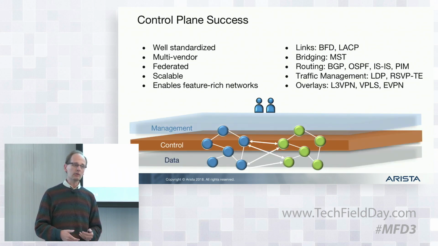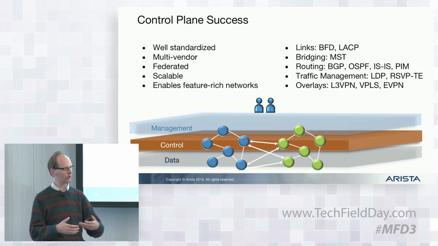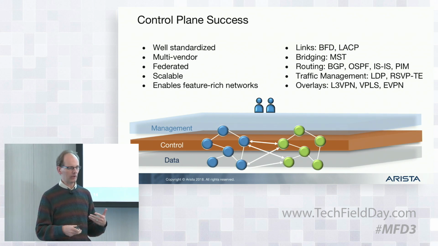If you look at the control plane, I'm not sure everybody would agree with me here, but I actually argue the same kind of success has been had here by the industry. The control plane is well standardized, it's multi-vendor, it federates well across administrative domains, across organizational boundaries, scales very well. I'm talking here about protocols like the link layer, BFD, and LACP, bridging control protocols, routing, BGP, all the IGPs, then traffic engineering, LDP, RSVP-TE, and then overlay technologies like L3 VPN, VPLS, and EVPN. It's a larger set of technologies than at the data plane, but I think, like the data plane, the industry's done a good job of giving our customers what they need to build advanced scalable networks.